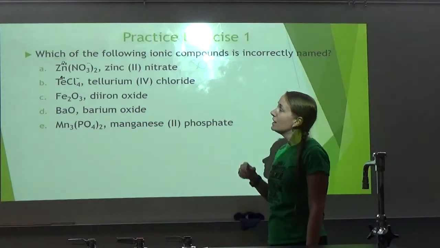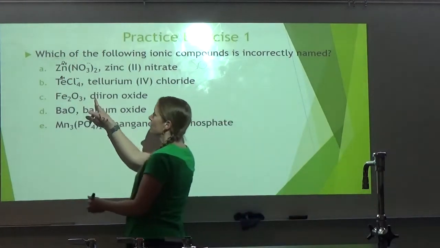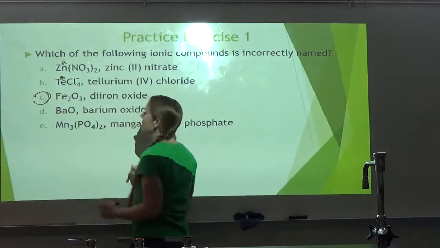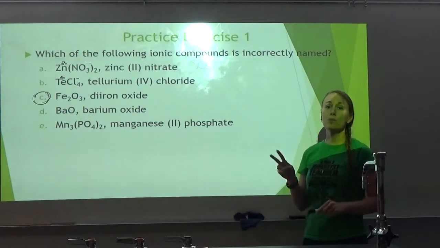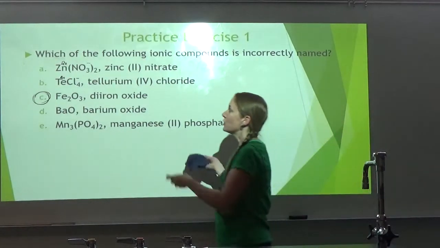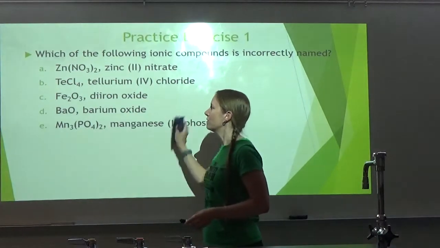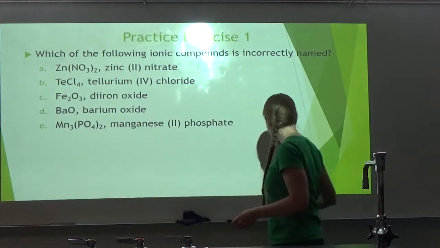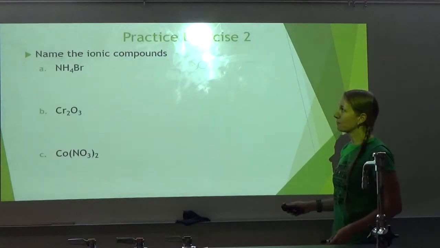Part C, diiron oxide. Well, remember, we don't use prefixes if it starts with a transition metal. We only use prefixes if it's 2 or more non-metals. So that would be the wrong one. Hopefully that stood out a lot too. You've never seen me write anything like diiron. So hopefully that one was easy.